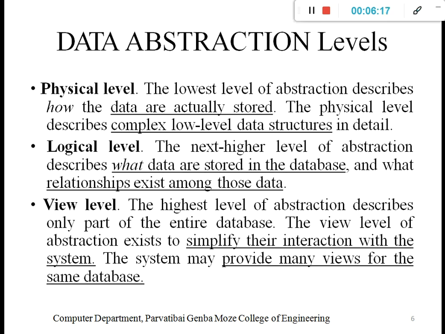That is the logical level: the balance of a particular user, and what relationships exist among those data. It means a particular user or customer of a bank has a name, and that customer has their own bank balance. That shows a relation between the user and the bank balance. That comes under the logical level. Okay, that is one type of abstraction.